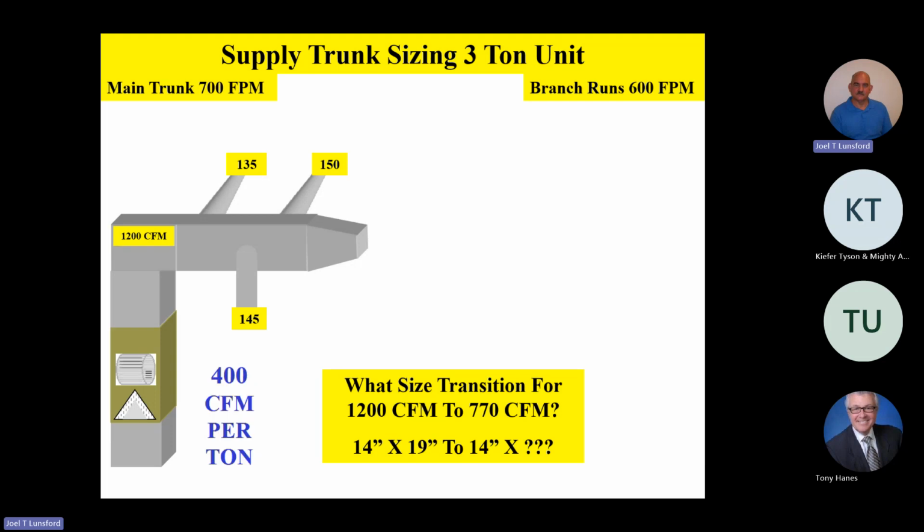So take your calculator, and we started out with 1200 CFM. And if you subtract 135, 150, and 145 from 1200, you should end up with 770 CFM left over. Go ahead and do that for me on your calculator to make sure that my math is good on our PowerPoint. So we started out with 1200 CFM, and we've taken off 3 runs: 135 CFM, 150, and 145 CFM. So we add those numbers together, subtract from 1200, and we should end up with 770 CFM left over.